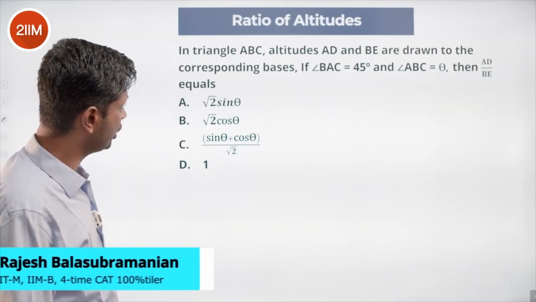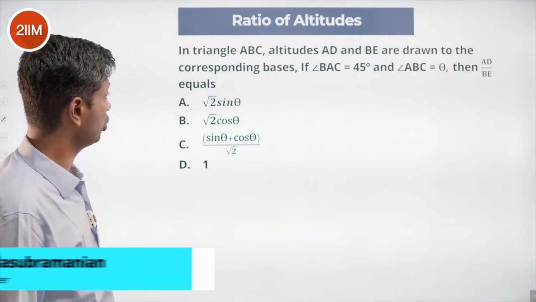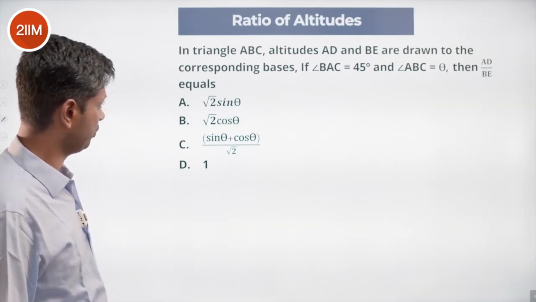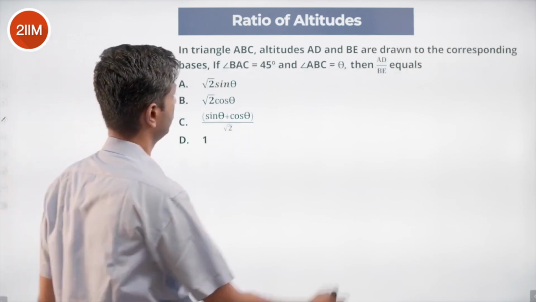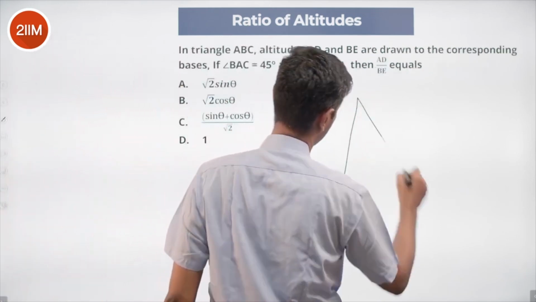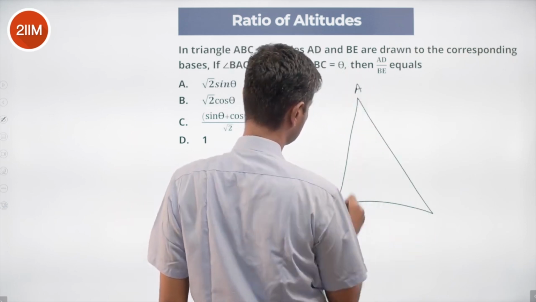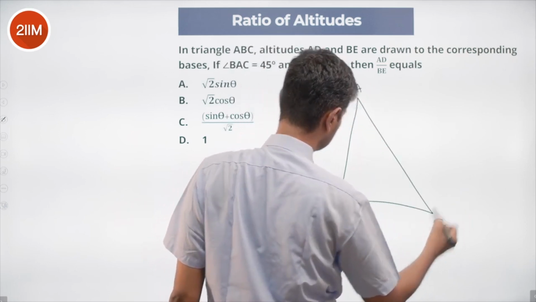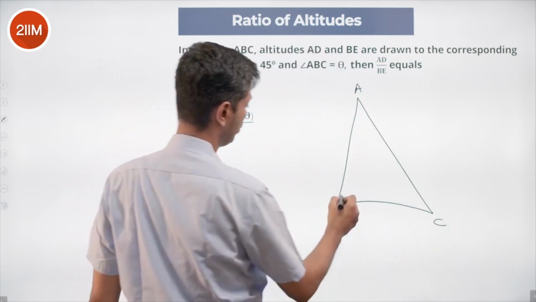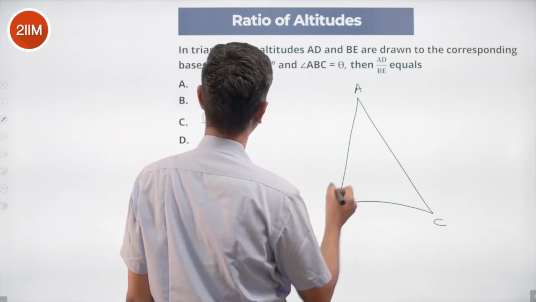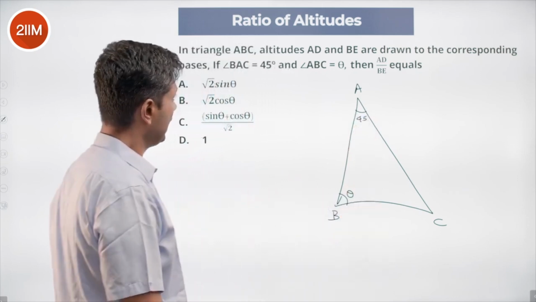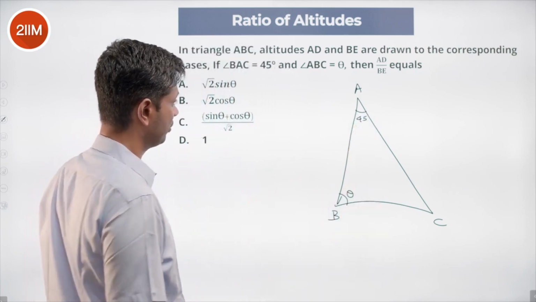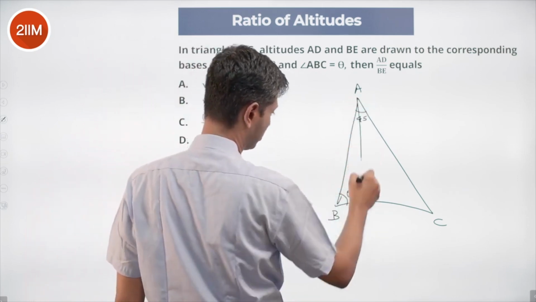In triangle ABC, altitudes AD and BE are drawn to the corresponding bases. If angle BAC is 45 and angle ABC is theta, then AD by BE equals? So, ABC. Angle ABC is theta, angle BAC is 45. AD and BE are drawn to the corresponding bases. AD is the perpendicular to this base.